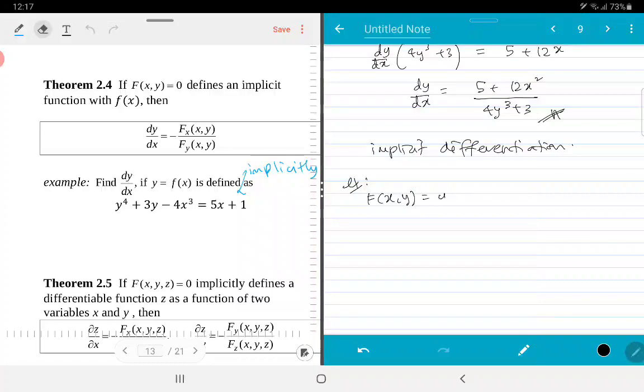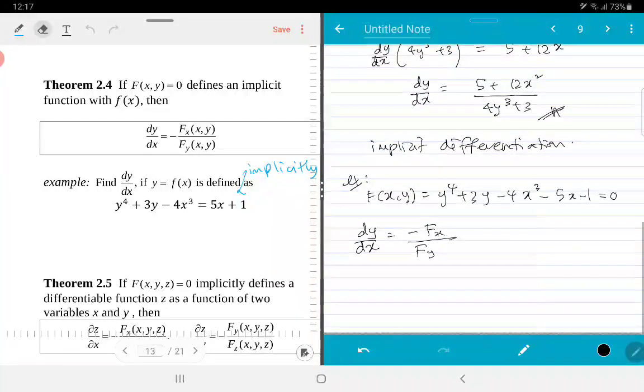So I'm going to rewrite this as y to the power 4 plus 3y minus 4x cubed minus 5x minus 1 equals 0. That's very important. You have to rewrite the equation as f of x, y equals 0, then you can use this formula. According to the formula, dy/dx is equal to negative partial f partial x over partial f partial y.